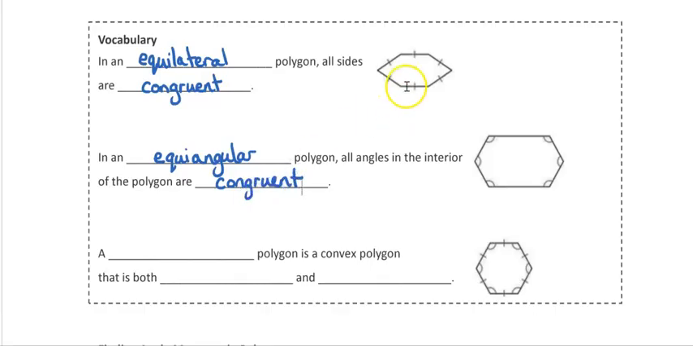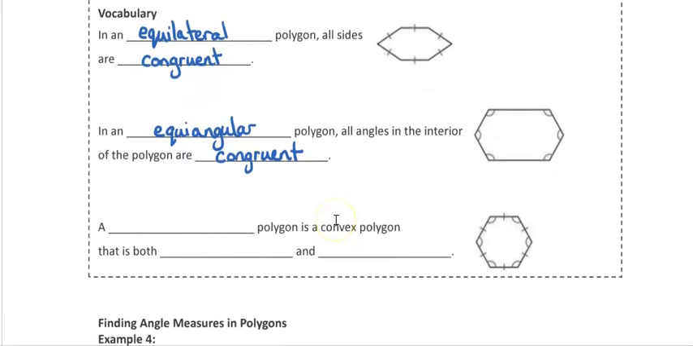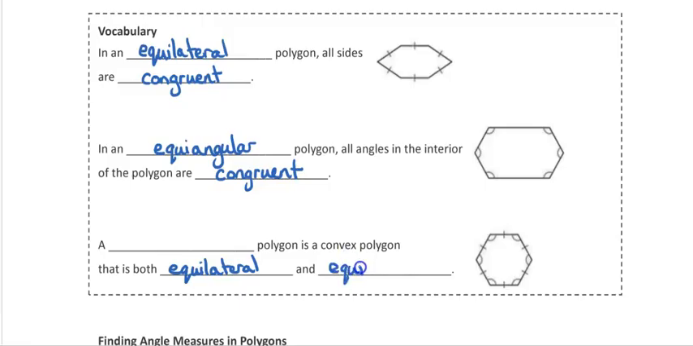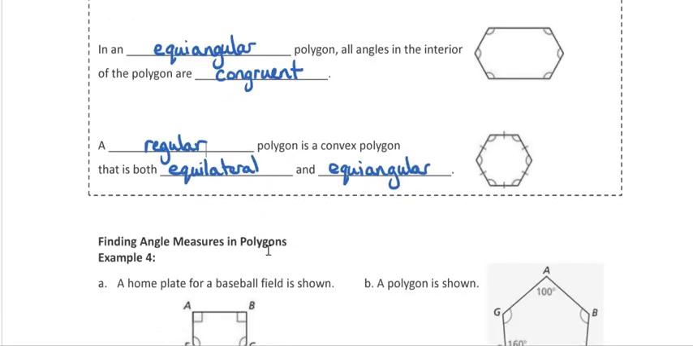So you can see on the image up here, this polygon right here has all equal sides, but the angles are different sizes. This polygon has all equal angles, but the sides are different sizes. So when you have a polygon that is both equilateral, so same side lengths, and equiangular, then it is what is called a regular polygon. So a regular polygon has all equal sides and all interior angles are equal. That's what it is to be regular.